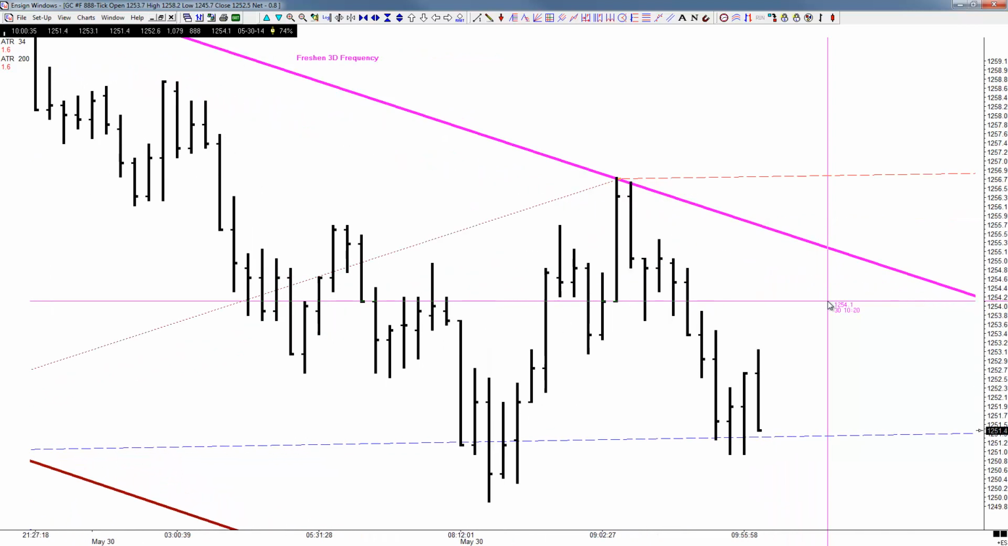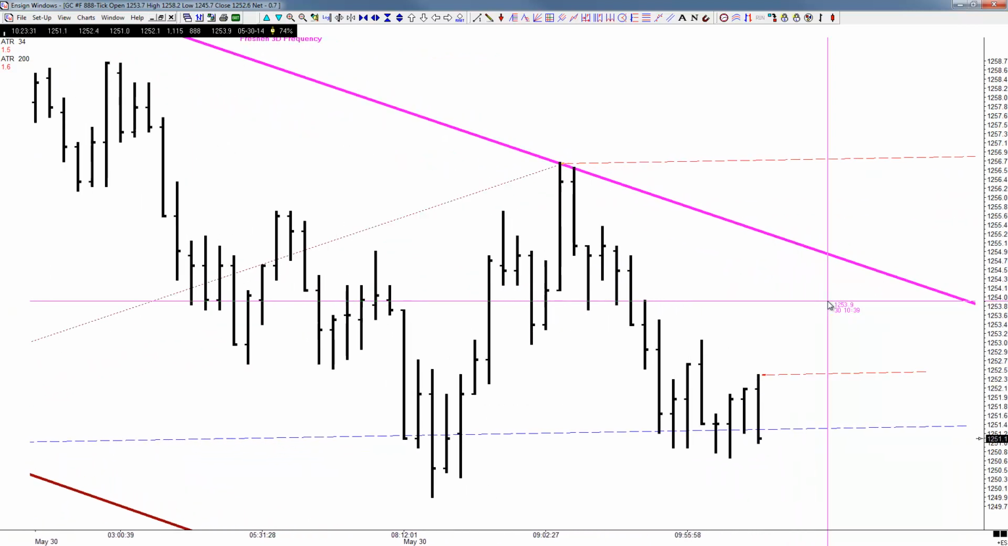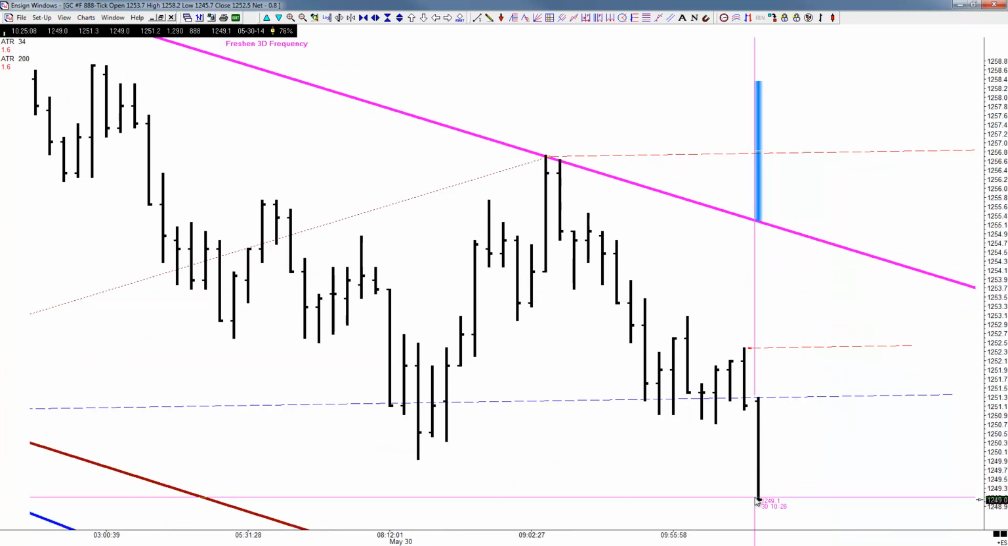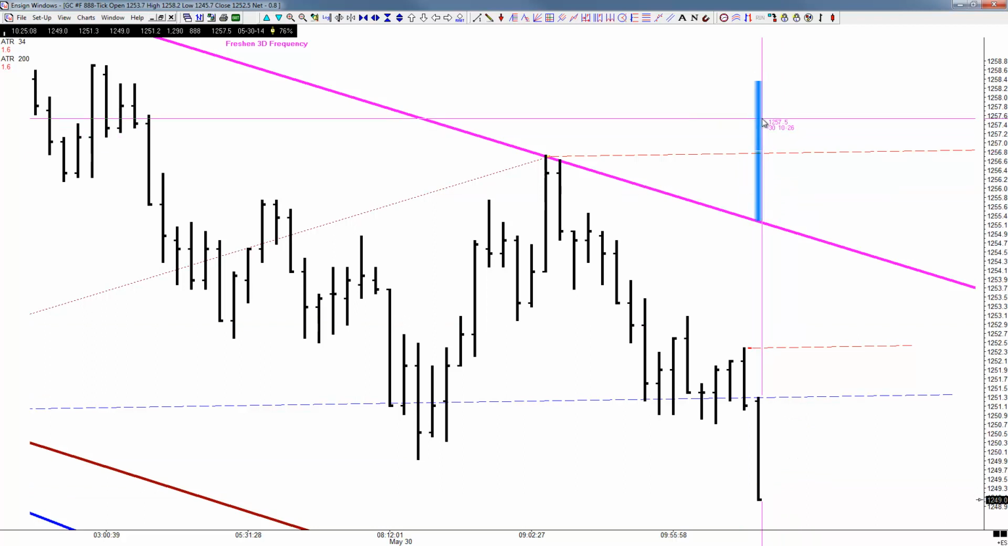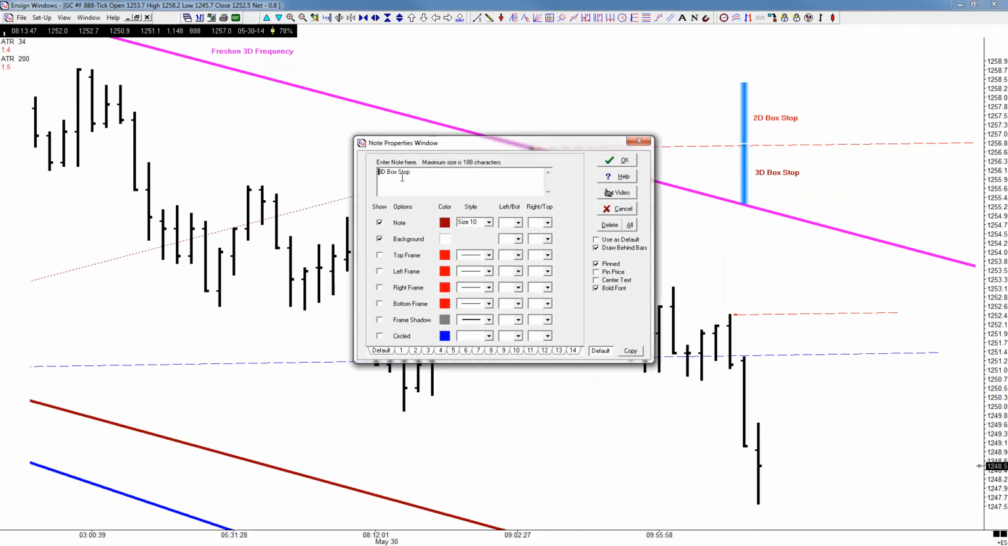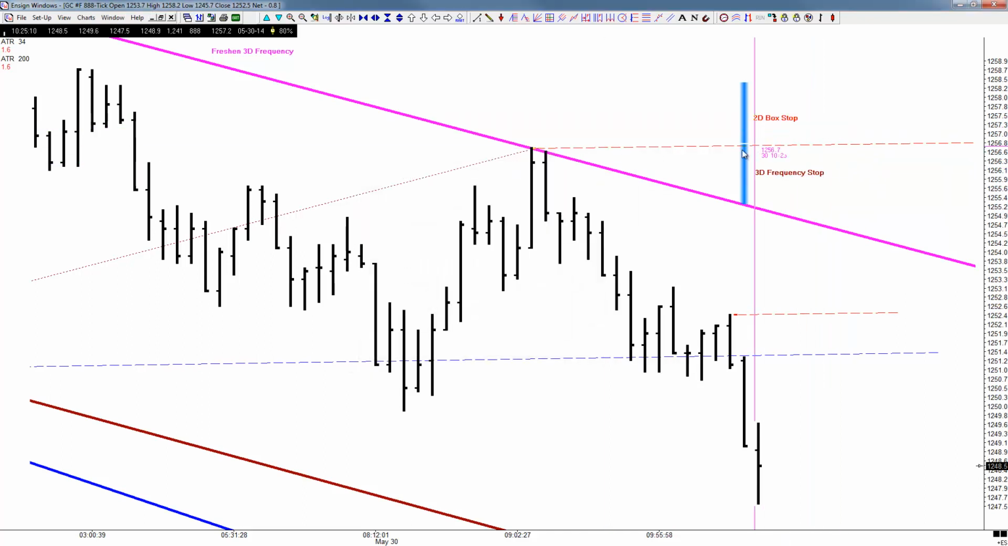Playing with the bottom again. New low. We bust through. Here's our 3D stop. And here's our 2D stop. I'm sure it's marked on the next. Yeah, there you go. So here's our 3D, let's call it frequency stop. Do you see how I freshened up the frequency? And here's our box stop.